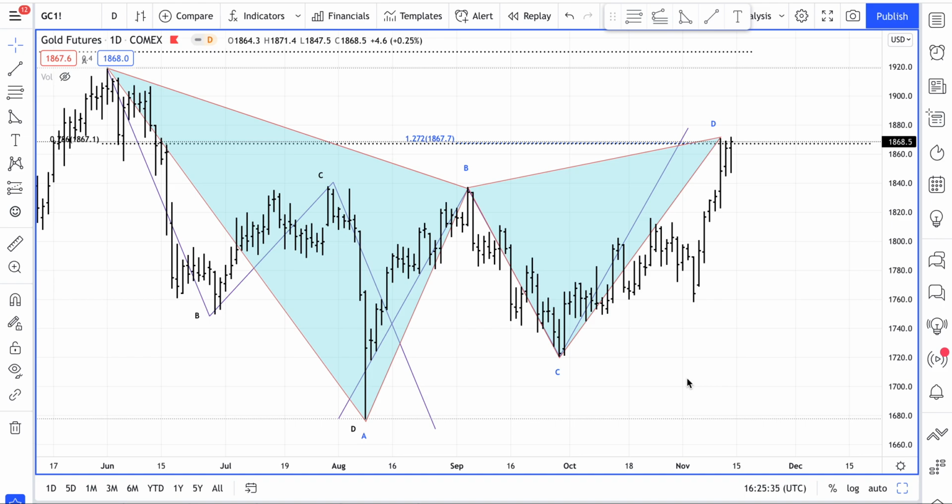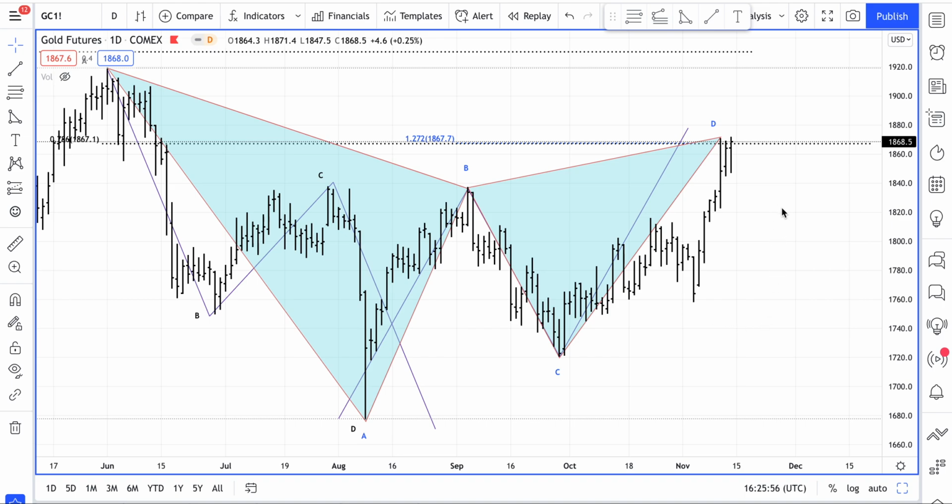So let's take a look at the COMEX gold. In a video which I did last week, we had a look at the gold market, and we looked at XAU USD, so the forex gold, but the pattern is the same. So today we are looking at the COMEX gold.